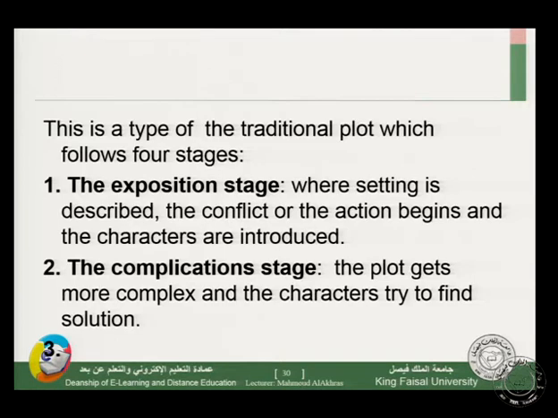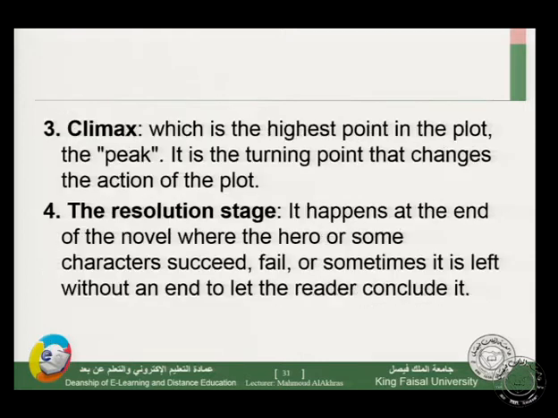This is a type of traditional plot which follows 4 stages. Let's have an example of traditional plot. We have 4 stages for this plot. The first stage, the exposition stage, where the setting is described, the conflict or the action begins and the characters are introduced. So we have a kind of exposition for the novel or introduction of the novel. Then the second stage, we have the complications stage. The plot gets more complex and the characters try to find a solution.